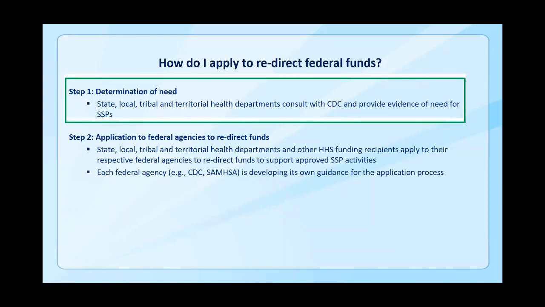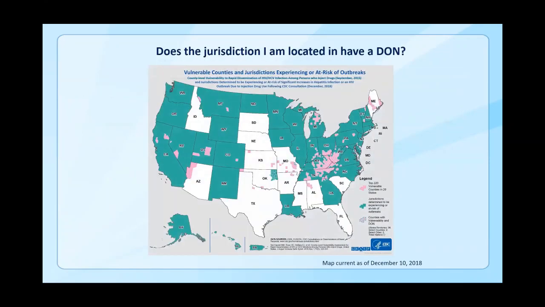So as mentioned, the first step is to apply for a determination of need, and then apply for permission to redirect funds to the appropriate federal agency. The good news is many areas already have a determination of need in place. As of December 10th of this year, 35 states and the District of Columbia, 1 tribal nation, 1 territory, 8 select counties, and 1 city all have determinations of need. There are currently 17 states and territories that have no request or determination of need pending.